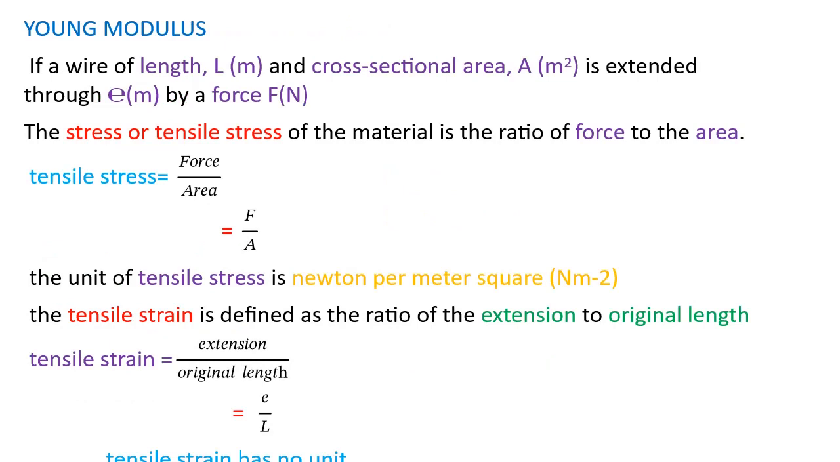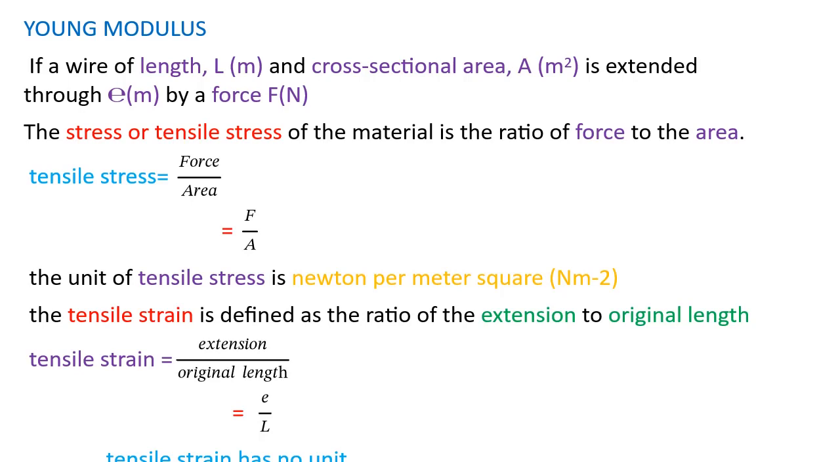Young modulus. If a wire of length L in meters and cross-sectional area A in meter squared is extended through an extension E in meters by a force F in Newtons, then the tensile stress of that material is the ratio of the force to the area.